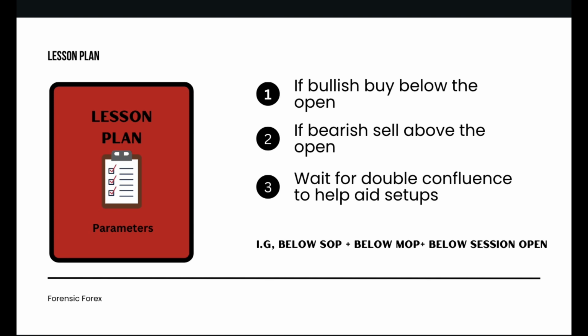For example, if you are speculating that the next weekly candle is going to be bullish, wait for price to be below Sunday's opening price and below one of the intraday daily opening prices as well. Or you can also add in the session opening price and wait for all three to align to find a high probability buy scenario. Let's take a look at one of those examples.